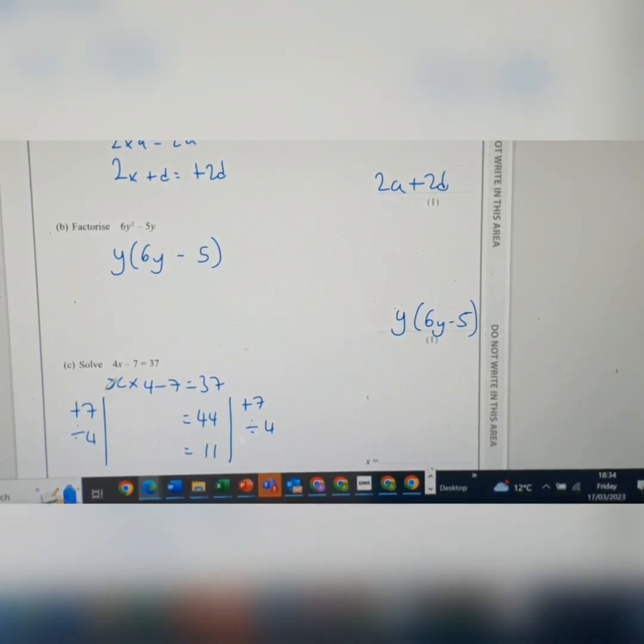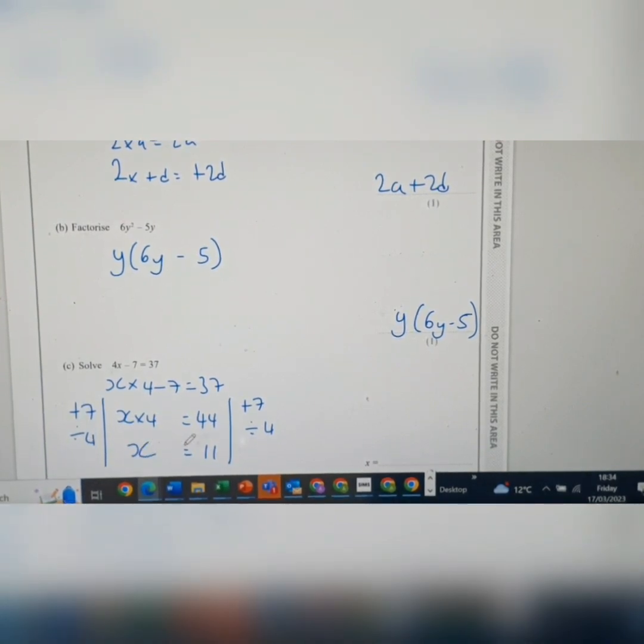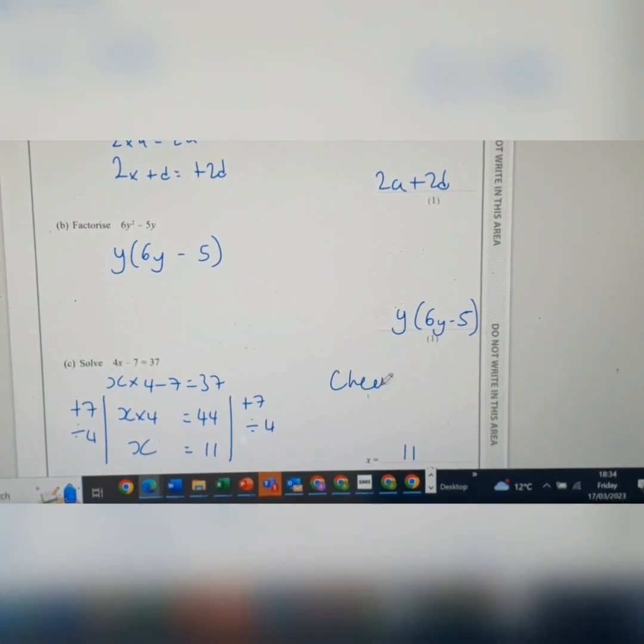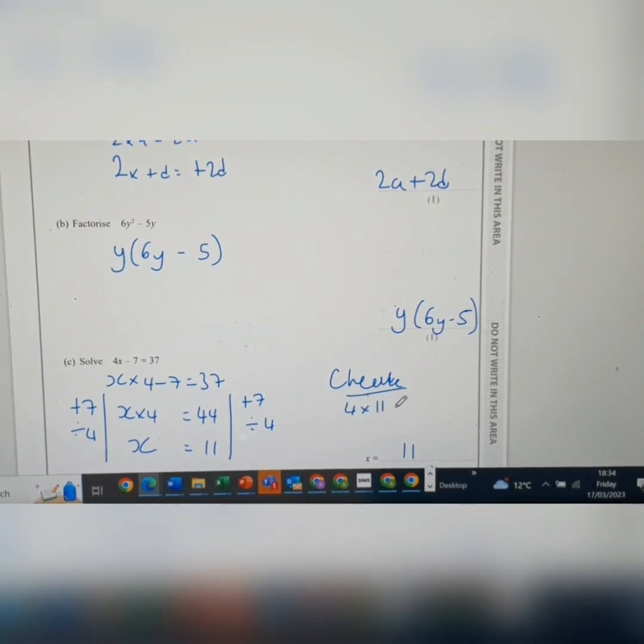Then you're going to do the same on this left side as well. 7 take away 7 is 0, so I'm left with x times 4. And then divide that by 4, that cancels out, so I'm left with x. So x is equal to 11. And your check is 4 times 11 is 44. Take away 7 is 37.